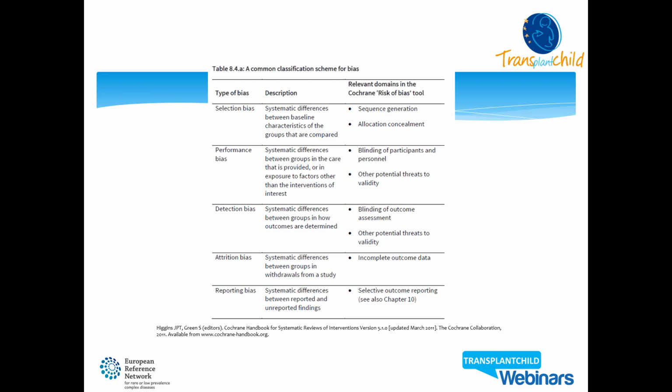So the common classification you can see here, this is a table taken from the Cochrane handbook. You can see that the name of the bias related to the domains sequence generation and allocation concealment is called selection bias. The performance bias is related to the blinding of participants and personnel and other threats that can affect the validity. The detection bias is related to the blinding of outcome assessment, and the attrition bias related to incomplete outcome data, and reporting bias, how the data are reported in a selective way.